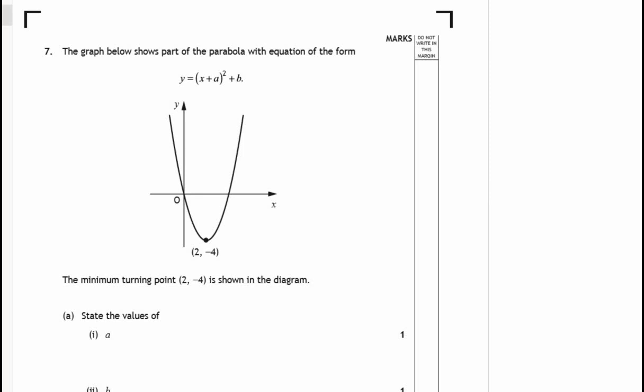So you should recognize that as a factorized equation, and that's your complete the square, isn't it? You should be thinking, okay, complete the square, because I've got something squared plus a number. And they tell you the minimum turning point. So what are the values of A and B? Now again, it's for 1 mark. You would think something's going to be 2, and something's going to be -4. So that's a good guess right there, right?